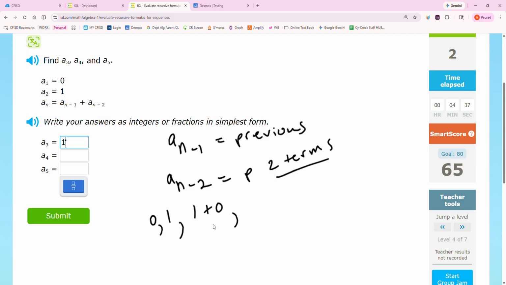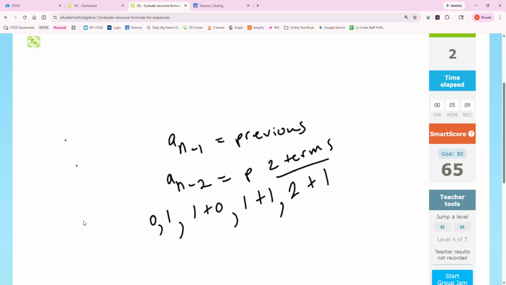Now I'm going to take the fourth term, go to the previous term, which is 1, and then previous 2 terms, which is also 1. So now I'm going to add 1 plus 1, which means that's going to be 2. Now my fifth term is going to be the previous term, which is 2, plus the previous term from that, which is 1. So that gives me 3. Now you won't have any questions like this on the test, so don't worry about that question. Just get that set up and do it for the program, and then you'll be fine. All right.